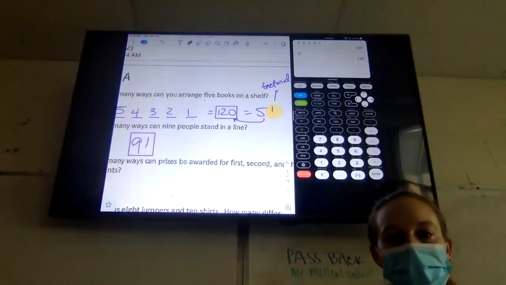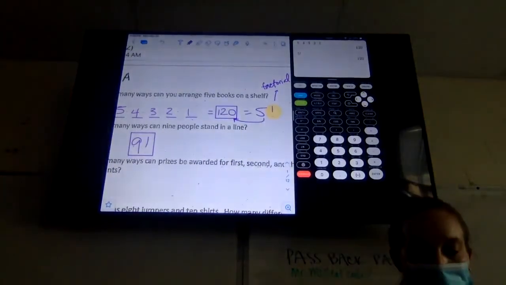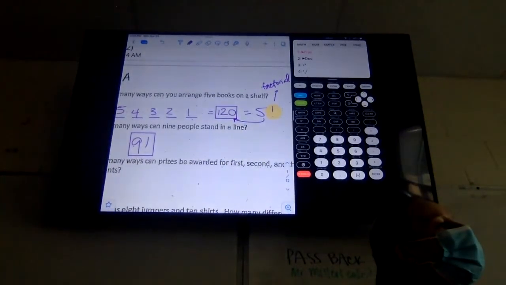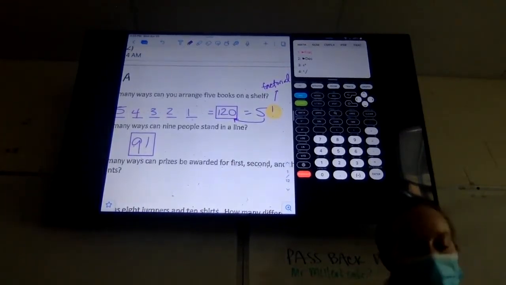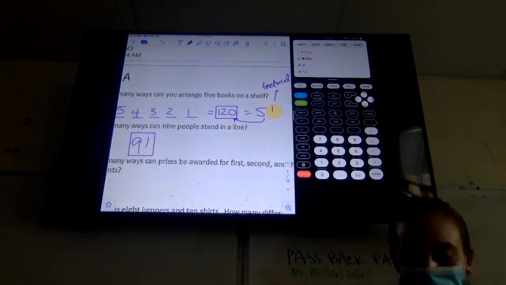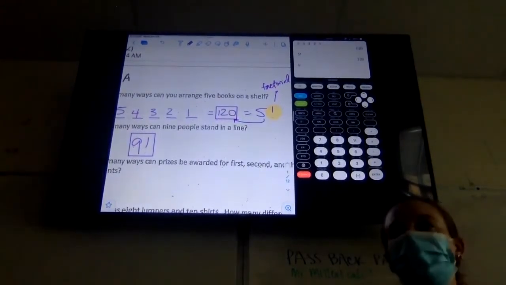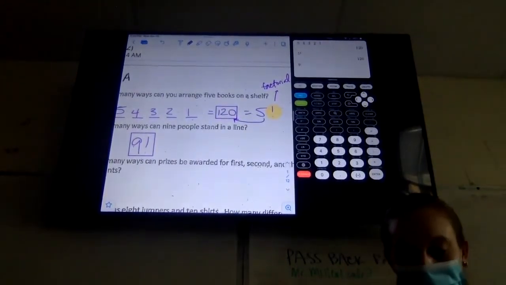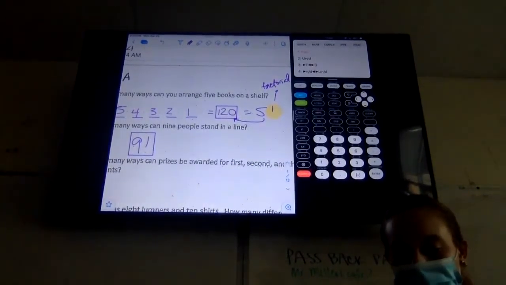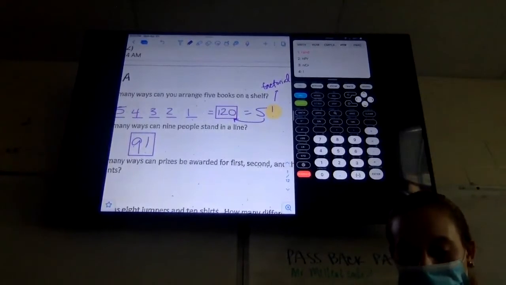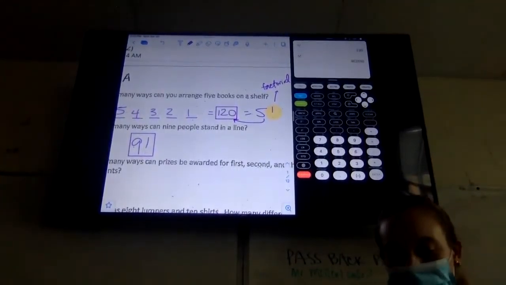How do we get to PROB again? Go to math and then scroll over to PRB or PROB, and then you can scroll down. So I'm going to do the exact same thing with 9 factorial. That's going to be a bigger number. So I press 9 and then I hit math again. I go over to PRB and I can go down to my exclamation point, my factorial, and I can press enter.